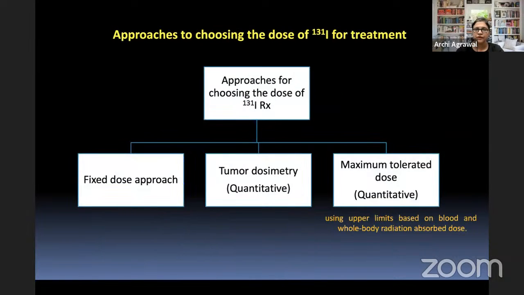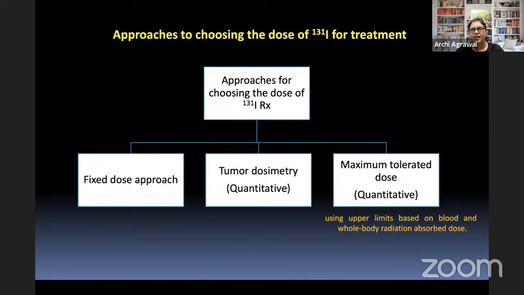So what are the approaches for choosing the dose of radioactive iodine? Now, there are 3 approaches. What we generally follow is the fixed dose approach, but there are other tools also. One is the tumor dosimetry, that is quantitative. So you try to estimate how much amount of radioactive iodine is going to the sites when you're doing a diagnostic scan, and this could be done with an agent which is I-124, which is used for tumor dosimetry, and that is a PET agent. So I-124 labeled sodium iodide, which is used for tumor dosimetry.